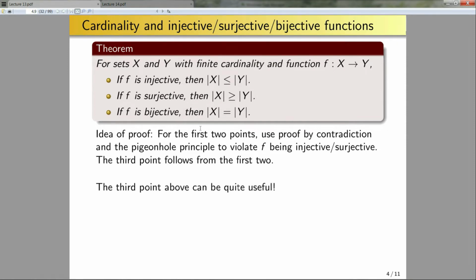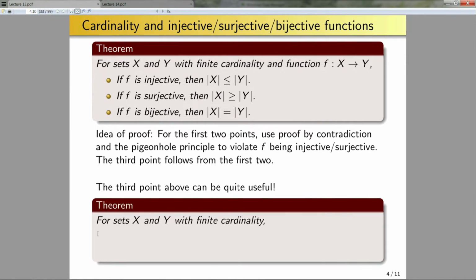Okay, the third point above is very useful. It tells me two very important ideas. One, for sets X and Y with finite cardinality, if there is a bijection from X to Y, then the cardinalities are equal. So this gives me a way of showing that two sets have the same number of things in them. I simply need to show that there is some bijection between the two sets. So I can often do that by finding a particular bijection.